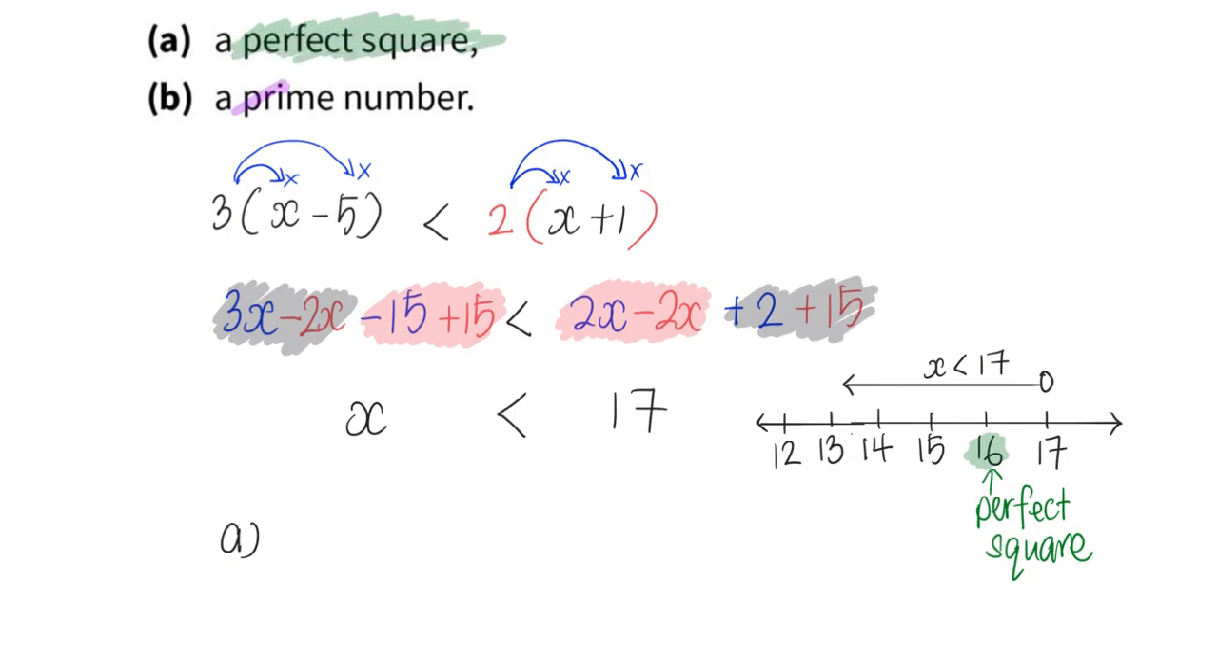Part B, prime number. I also see it cannot be 17. Although 17 is a prime number, this inequality does not equal 17. It must be less than 17. I saw the largest prime number also. So answer for part A, 16. Answer for part B, 13.